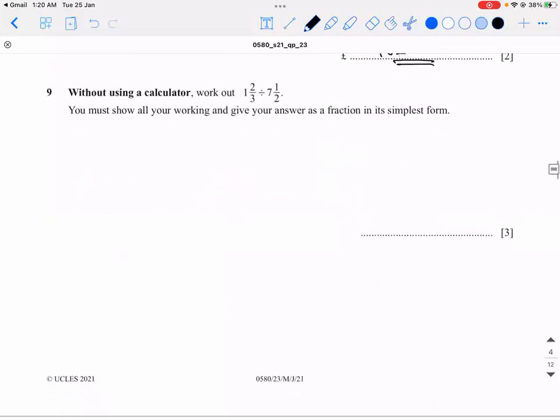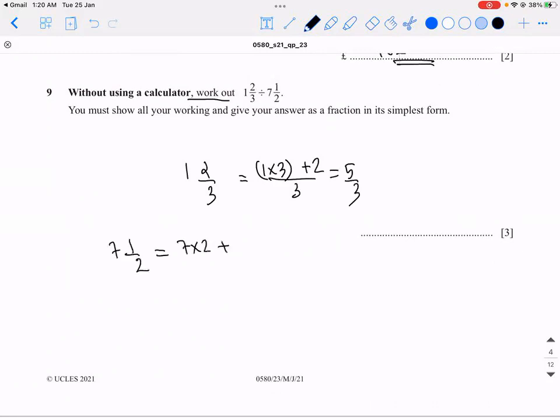So without using a calculator, work out 1 2/3 divided by 7 1/2. It's a mixed number, right? If you want to deal with a mixed number, first you convert it into an improper fraction. So what is 1 2/3? That is 1 multiplied by 3 plus 2, over 3. So that means it is 5 over 3, right? And what is 7 1/2? That is 7 multiplied by 2 plus 1, divided by 2. And that becomes 15 over 2, correct?